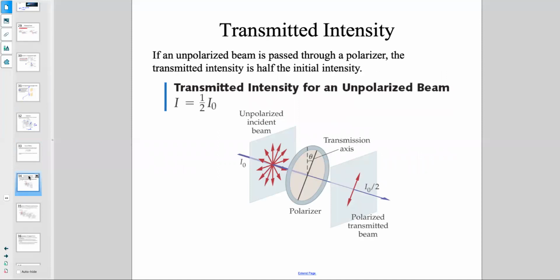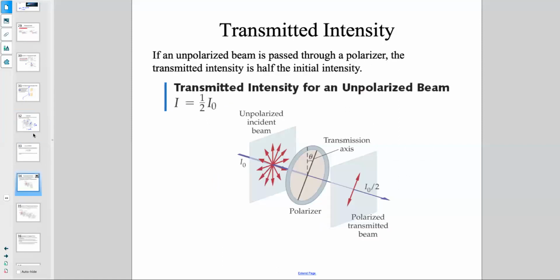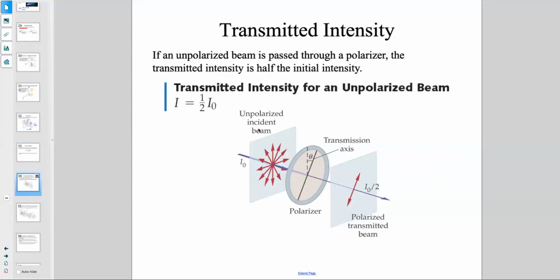Now, if an unpolarized beam, so previously we were dealing with polarized light going through an analyzer, so we were getting I0 cosine squared theta as my final intensity. But if I had an unpolarized incident beam coming through, if an unpolarized beam is passed through a polarizer, the transmitted intensity is half of its initial intensity.